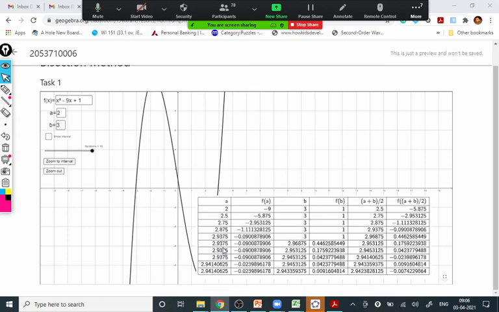Okay, is it clear? Yes, sir. Got it. Okay, so this is the way you have to write the table in the exam also.